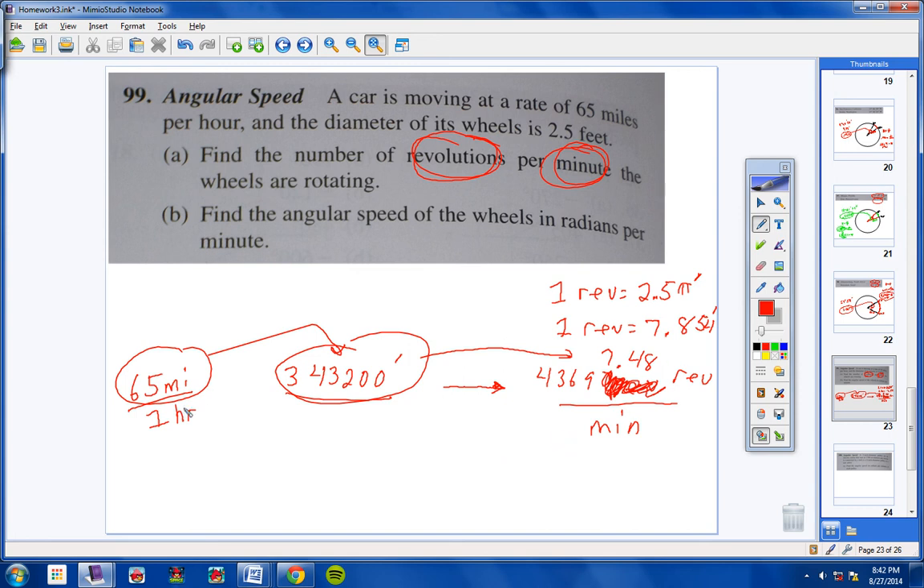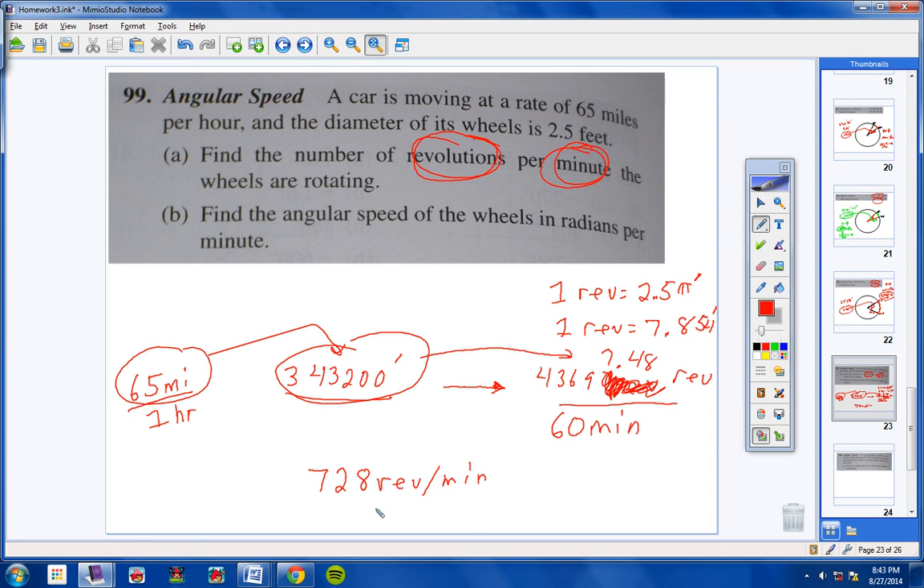Okay, so 1 hour equals how many minutes? 60. So I've got 43,697.48 revolutions over 60. So I'm going to divide these two. So I'm going to type in 43,697.48 divided by 60, and I'm going to get this right here. 728 revolutions per minute. Okay? And I'm checking right now, the back of the book has 728.3, so we're right on the money, okay? So there's my revolutions per minute.